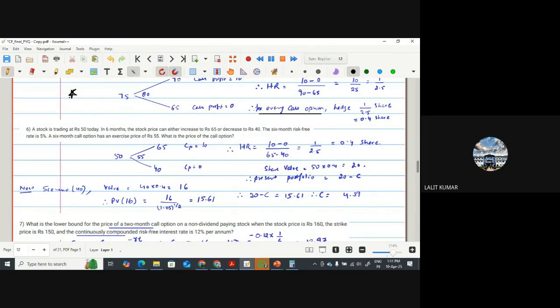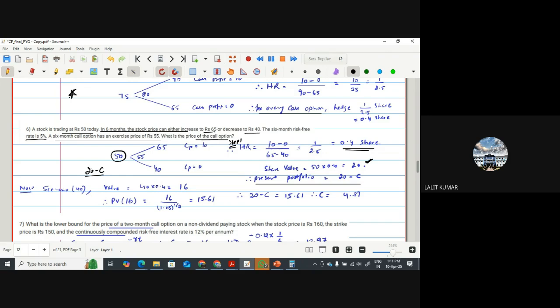Now this question is from the same concept which I had explained earlier, how to find the call option price. We are given a stock trading at 50 which in 6 months can either rise to 65 or decrease to 40. Risk-free rate is 5%. A 6-month call option has an exercise rate of 55. What is the price of the call option? So step 1 is to find HR. You have found the HR, 0.4 share. Now to purchase this 0.4 share, how much money do you have to spend? 50 into 0.4, 20. So your present portfolio is 20 minus C.